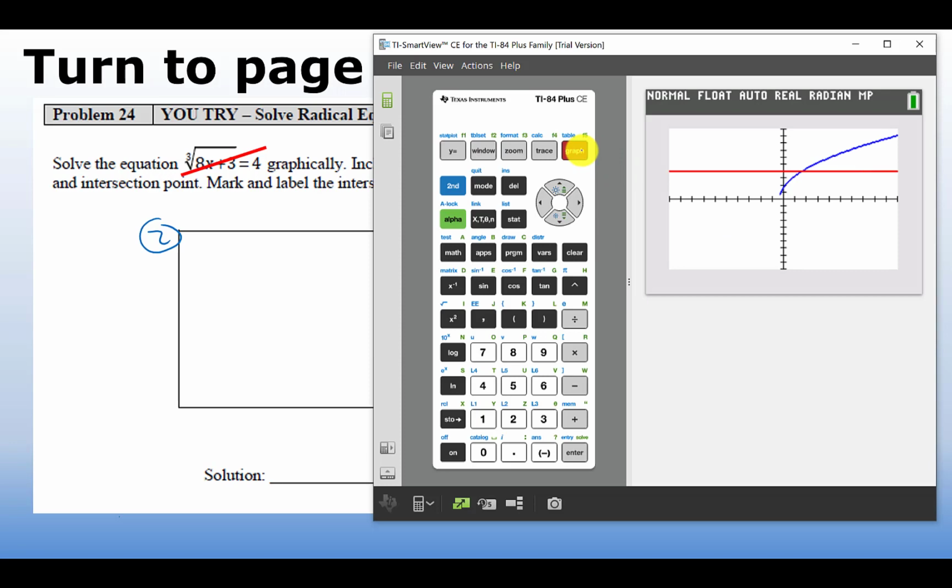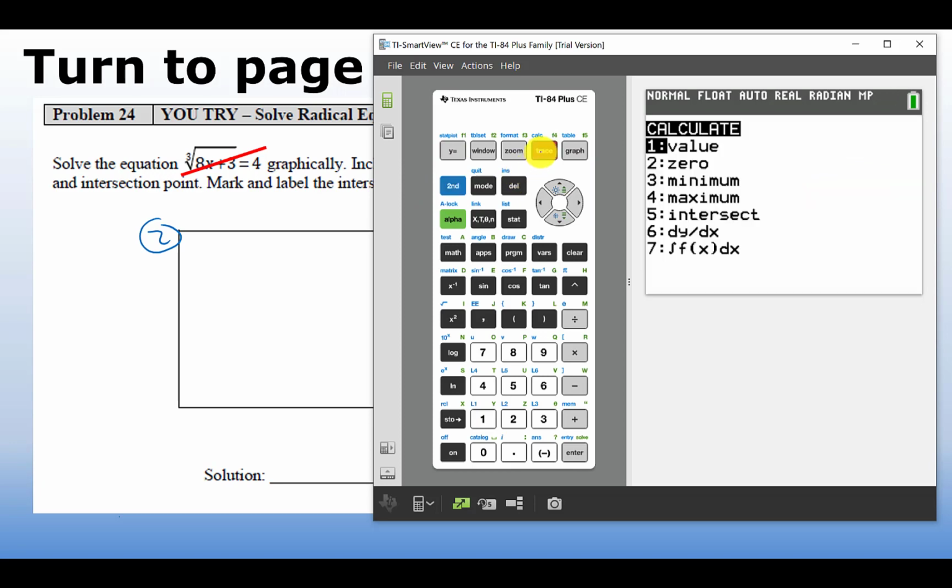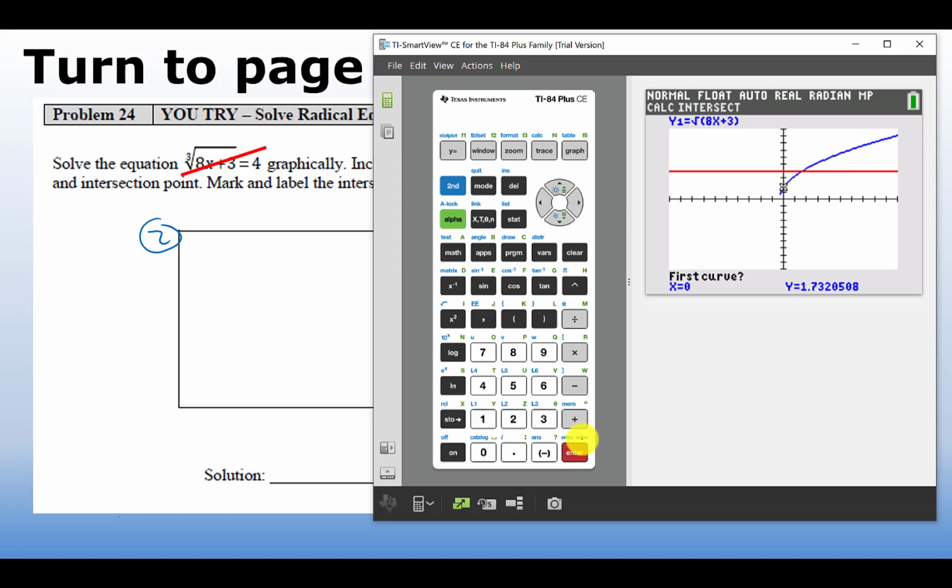And sure enough, we see an intersection. So let's calculate that intersection point. I'm going to scroll down to number 5, hit intersect. So it asks me all the questions. What's the first curve? It's blinking on it. I'm going to accept that. It's blinking on the second curve. I'm going to accept that and then run the guess. And I get a solution. 1.625, 4. That's where both graphs are at the same point.